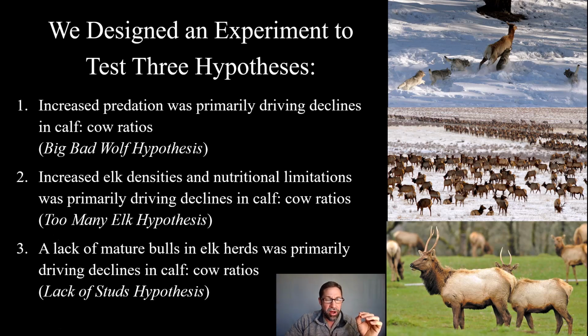And then the third hypothesis that we sought to explicitly test was maybe it was a lack of mature bulls because of the harvest regime of the previous decades. Maybe there weren't enough mature bulls in the system, and spike bulls were doing most of the breeding, which resulted in an asynchronous rut and then an asynchronous calving period in the spring, resulting in greater net predation rates. Okay, so 3 hypotheses that we sought to test in our experimental design.